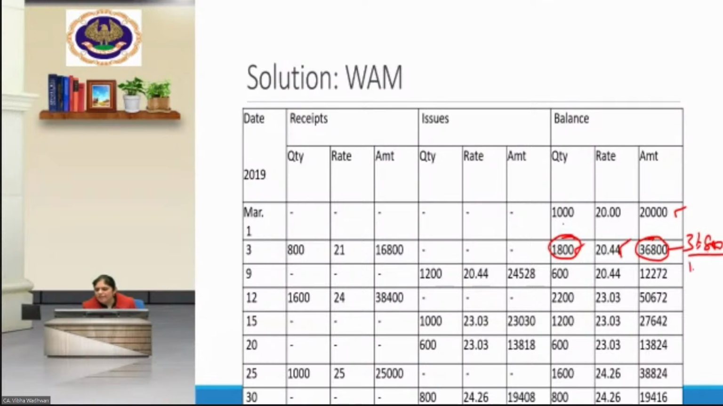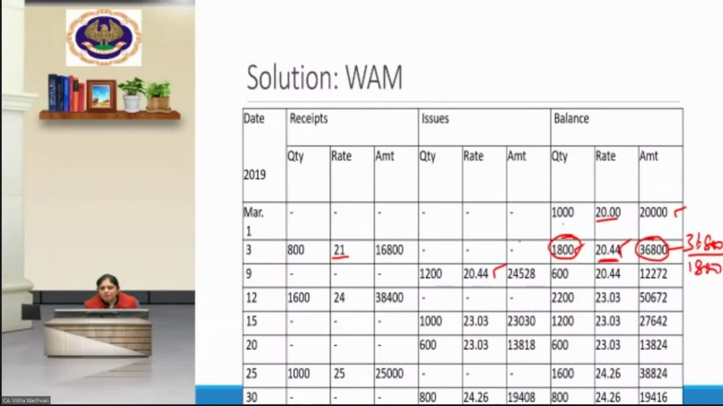36,800 divided by 1800. You get the weighted average rate of 20.44. The individual rates do not matter in weighted average. Clear? So till the new purchase, all the issues will be done at 20.44. So 1200 units are issued, so it will be issued at 20.44.